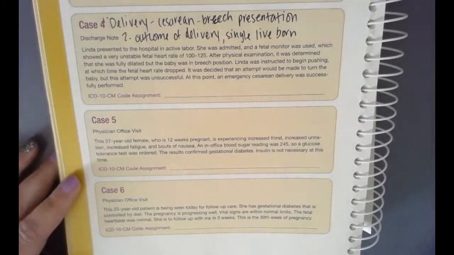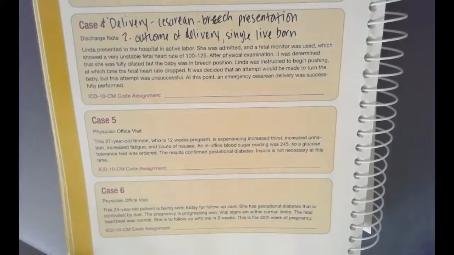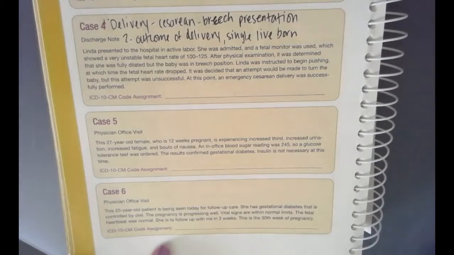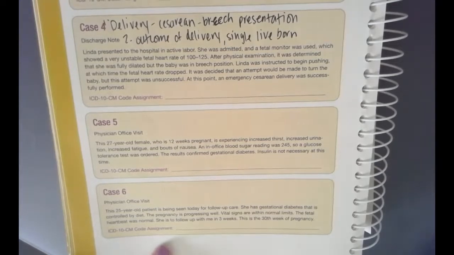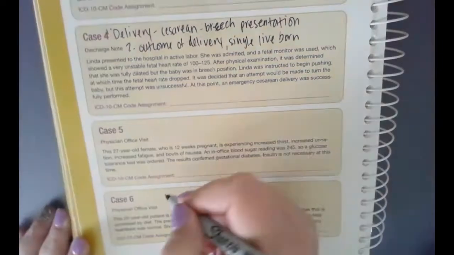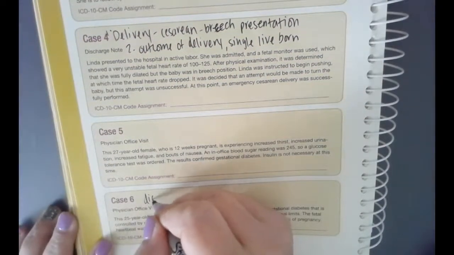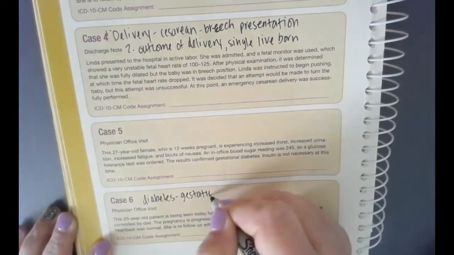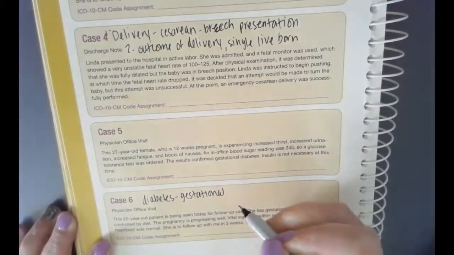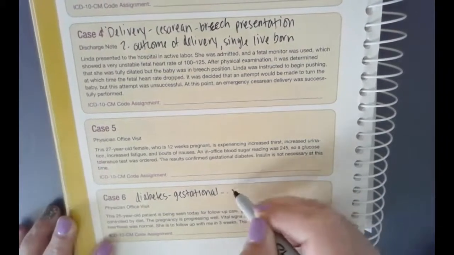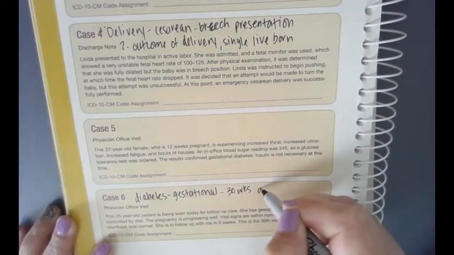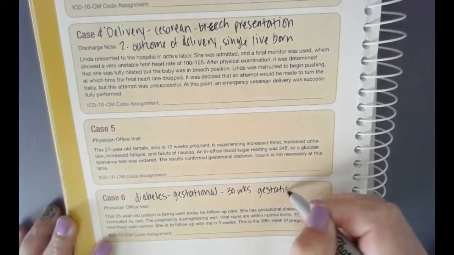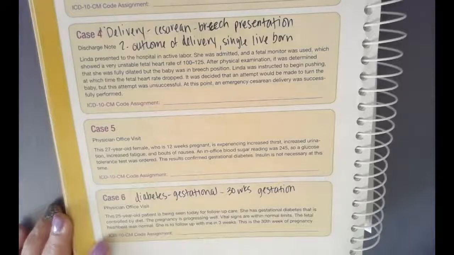Case 6, 25-year-old patient being seen today for follow-up care. Gestational diabetes is controlled by diet. Pregnancy is progressing well. Vital signs are within normal limits. Fetal heartbeat was normal. Follow-up within 3 weeks. 30th week of pregnancy. So that's going to be important, that 30th week. So we're going to look up diabetes, gestational, and then you want to look up the 30 weeks gestation code. Alright, so that's case 6.